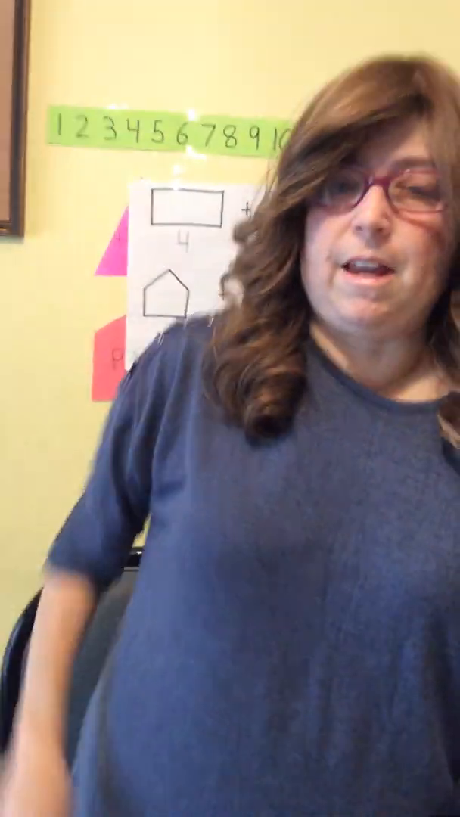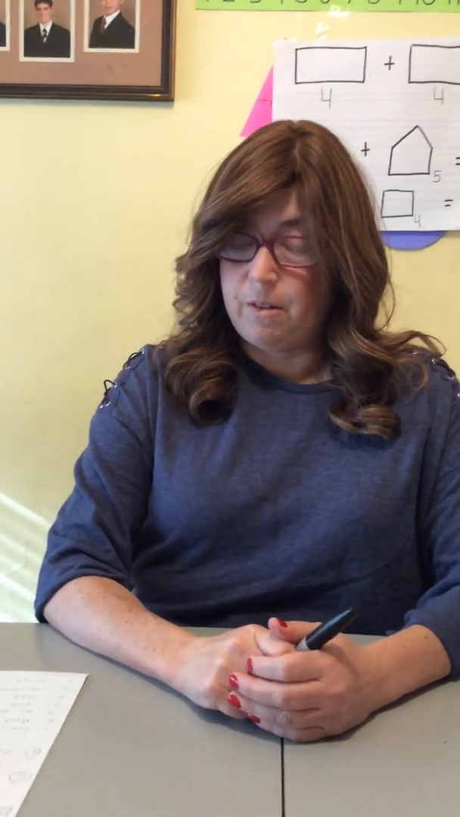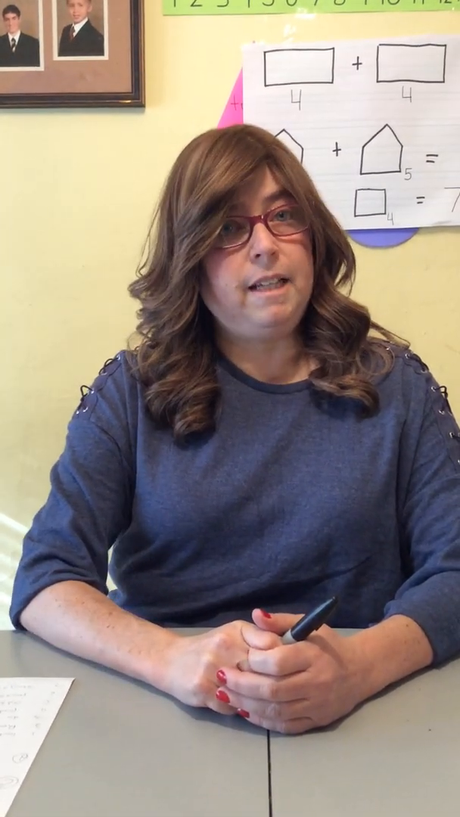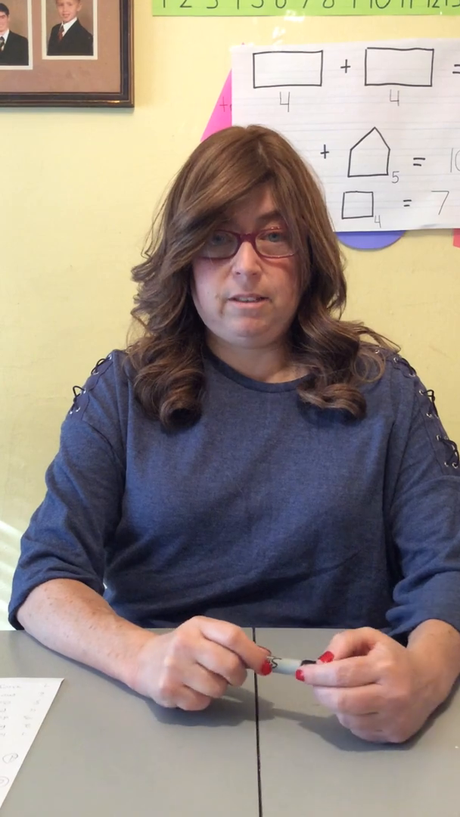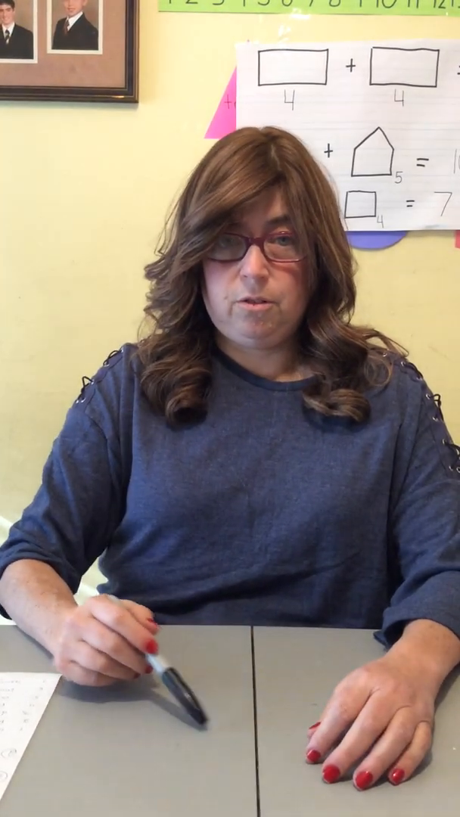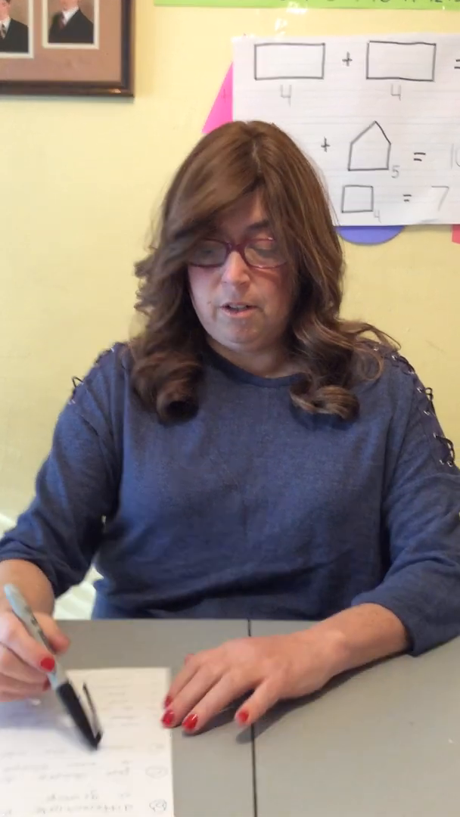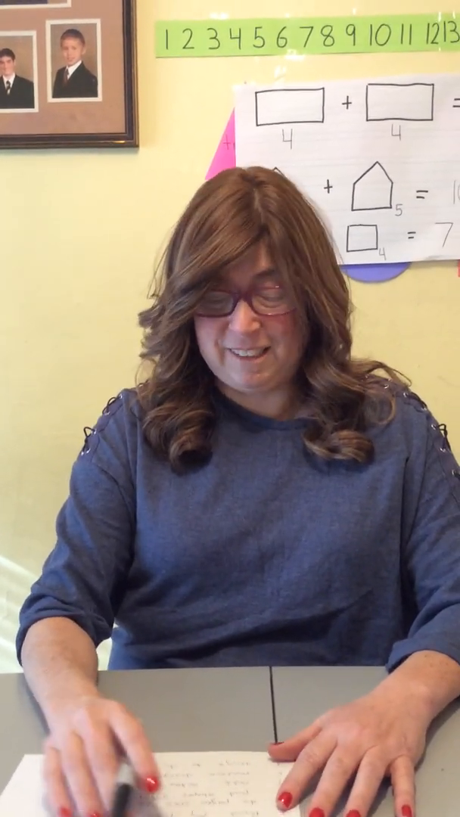I want you to try that now. If you have two squares, one square has 4 sides, the next square has 4 sides. Can you try and count the sides all together? 1, 2, 3, 4. 1, 2, 3, 4. Did you get 8? If you got 8, you are correct.